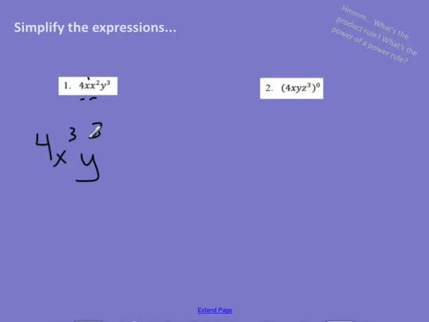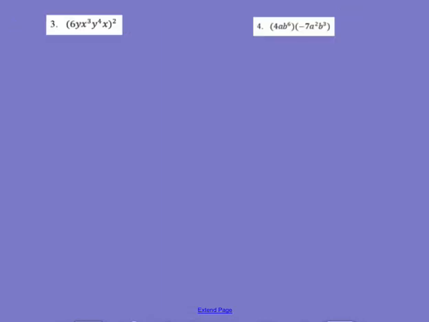Then number 2 should take you all of a second. You see that that entire thing is being raised to the 0 power, so the entire thing is just going to equal 1. Taking a look at number 3, all of those are being raised to the power of 2. What I'm going to do first is simplify underneath in the parentheses. So I have x to the 3rd times x to the 1st. I can multiply those together, and when I do that, I add the exponents. So x to the 3rd times x to the 1st is going to give me x to the 4th.